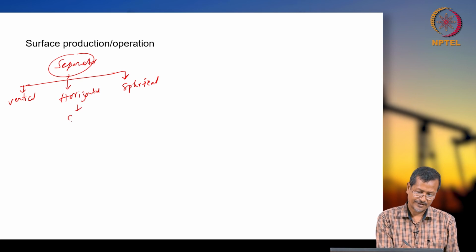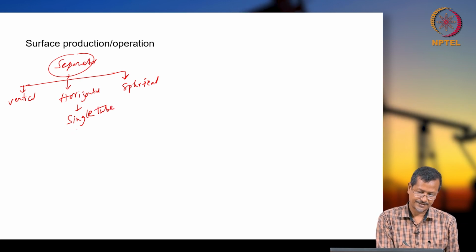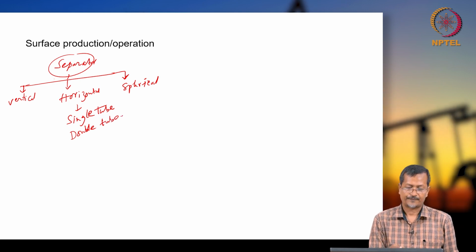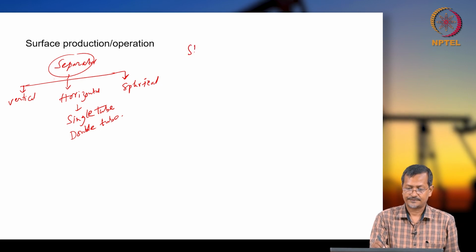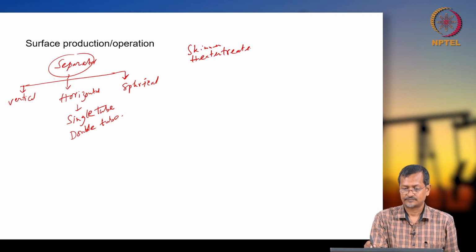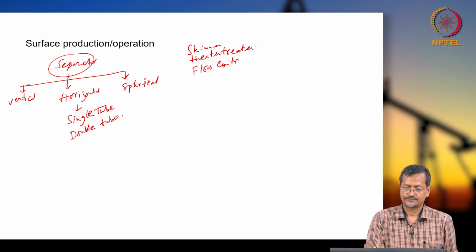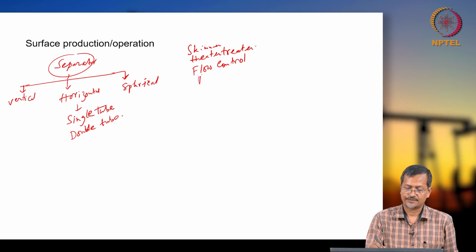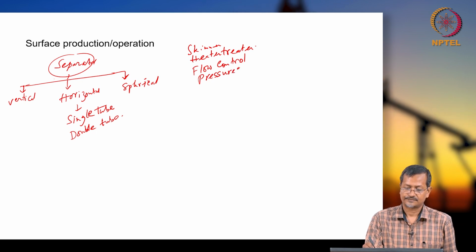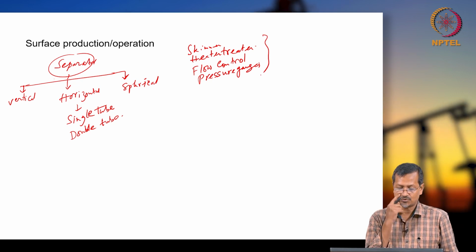And horizontal separators can also be single tube, which we will discuss later in detail, or double tube. There will be a skimmer, a heater treater, a flow control mechanism, pressure gauges, pressure. So many other equipment will be there in the surface production operation, and we will discuss them later.